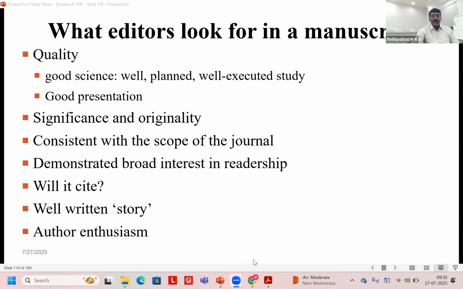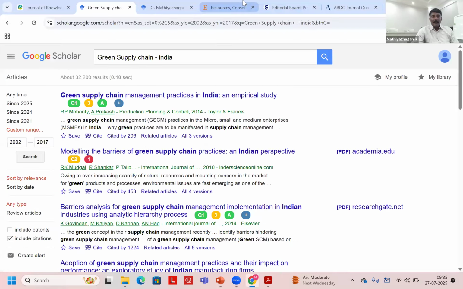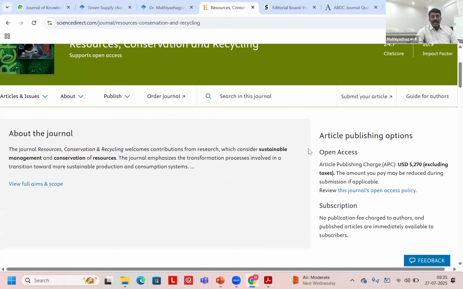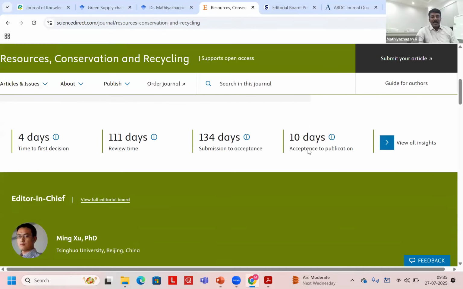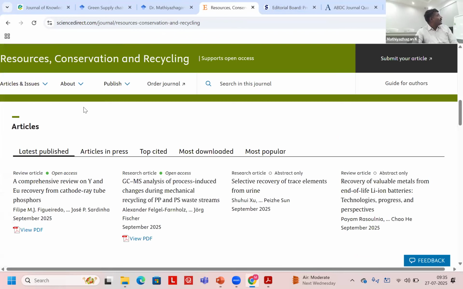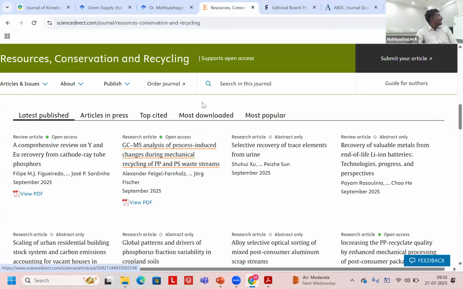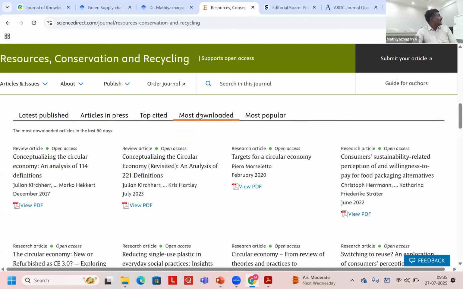Now, see here. Will you be able to see here? First one. Can you see here? Latest papers, articles in press, top cited and most downloaded. Most downloaded papers and all. So why? Because they want to show that this is the best journal.